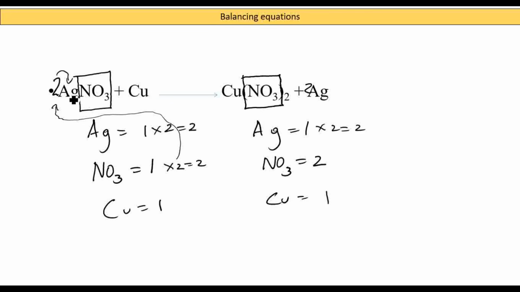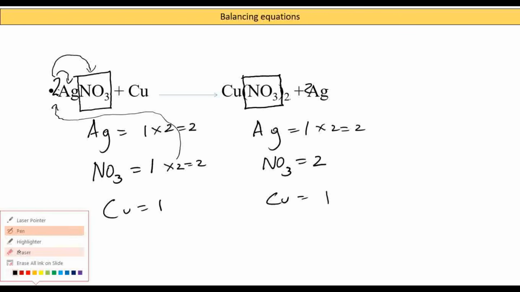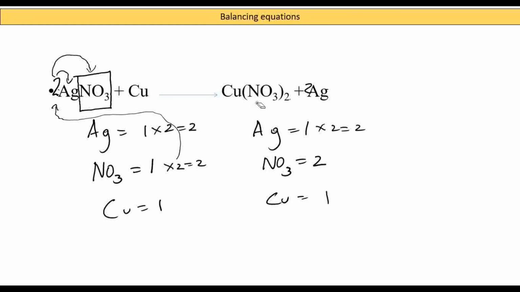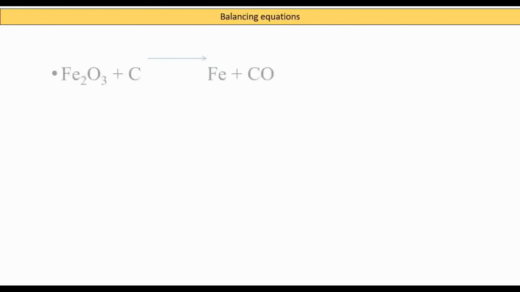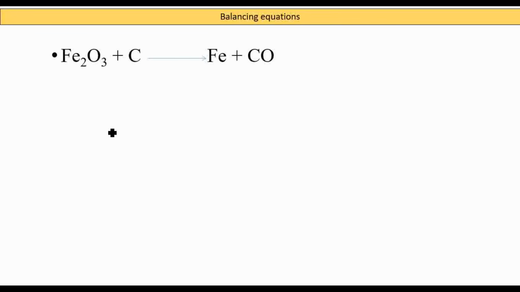We do a final check. 2 silver, 2 silver, 2 nitrate. Okay, so that's now going to be 2 nitrate. Let me clear that to show you what's going on here. So that's 2 nitrate groups right there. Good. 1 copper, 1 copper. Equation is balanced. I mean, you could split the oxygen into 6, but that makes it a little bit more challenging. And you want to save time in your exams. All right, now final one.